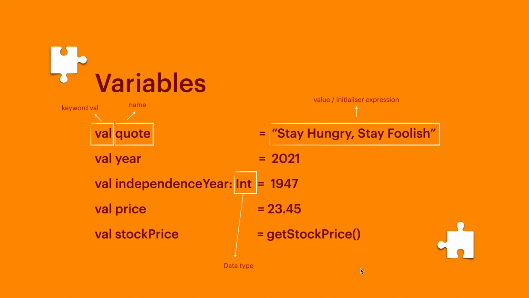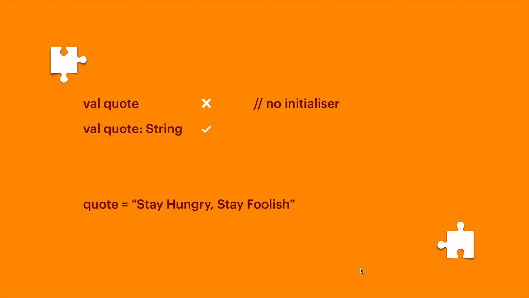val stockPrice equals getStockPrice. So the return type of the getStockPrice function is the type of val stockPrice. Data type is optional, but of course with an exception.